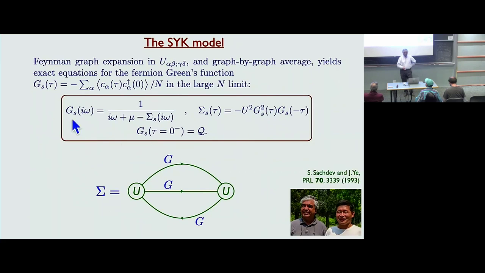When I first wrote down these equations, I said, okay, we'll just solve them in the next month or so. 20, 30 years later, we're still learning new things about these equations. They're incredibly rich and have hiding within them some aspects of quantum gravity, as I'll try to show you.